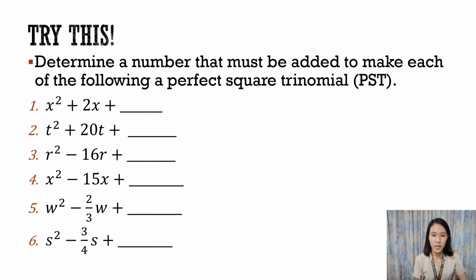For practice, determine a number that must be added to make each of the following a perfect square trinomial. Number 1, x squared plus 2x plus blank. Number 2, t squared plus 20t plus blank. Number 3, r squared minus 16r plus blank. Number 4, x squared minus 15x plus blank. Number 5, w squared minus 2/3 w plus blank. Number 6, s squared minus 3/4 s plus blank.